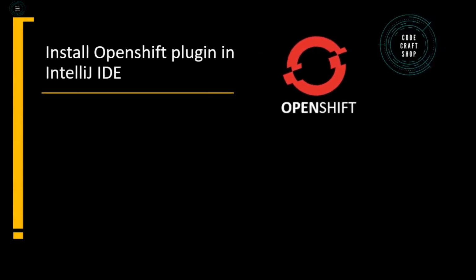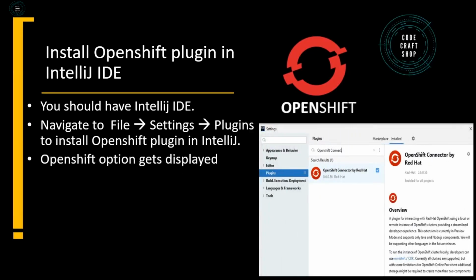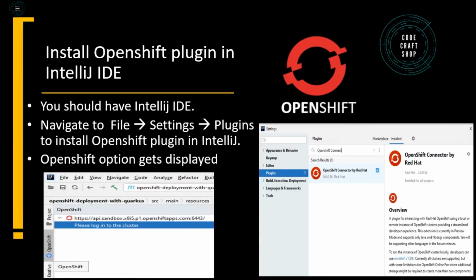So in order to install OpenShift plugin, we should have the IntelliJ IDE, and then we need to navigate to the particular location, that is files, then settings, and then plugins. From there we have the capability to install the OpenShift plugin. The OpenShift plugin that we are going to install is named OpenShift Connector by Red Hat, and once it gets installed it will display like this. In the sidebar you can see that an OpenShift tab gets created, and the cluster is there, so we need to log into the cluster before deploying the applications.